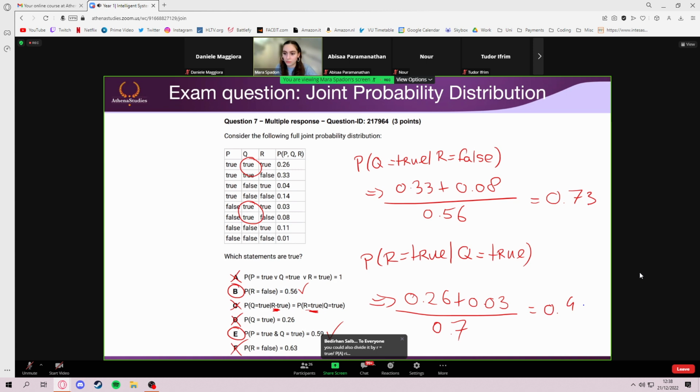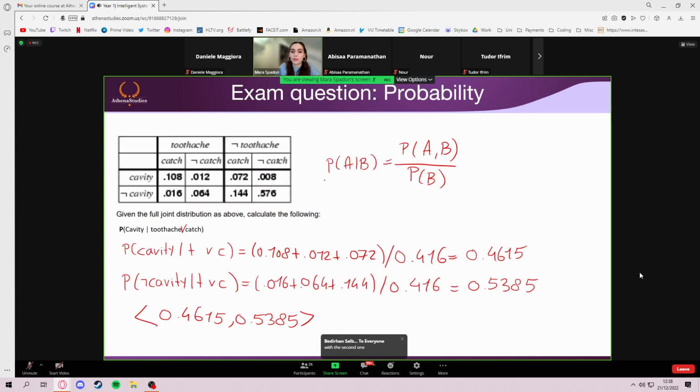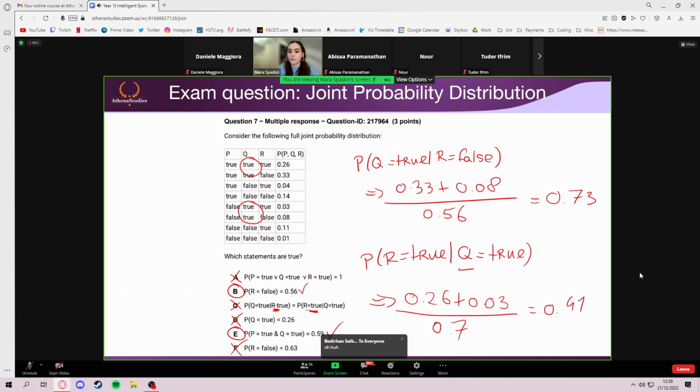You could also divide it by R is true. No, you couldn't, because the formula is A given B is A and B divided by B. That's the formula. So you have to divide it by B, which is Q is true.